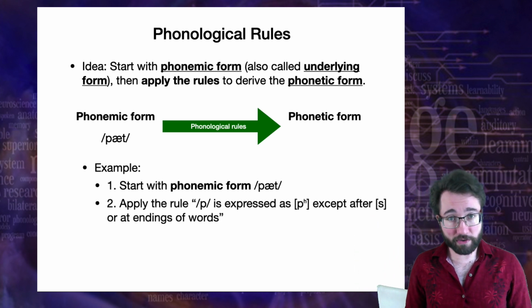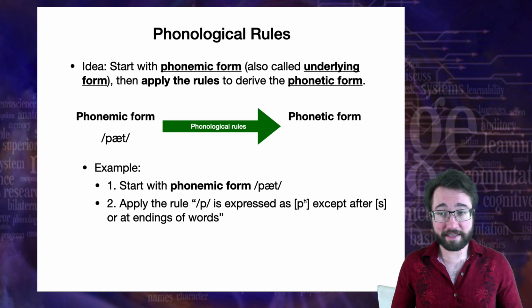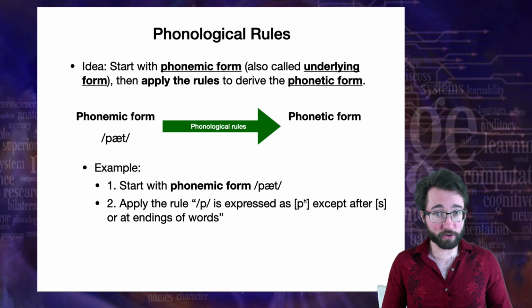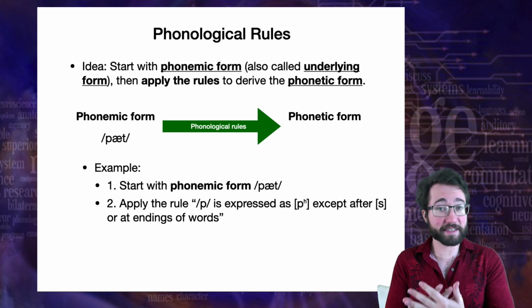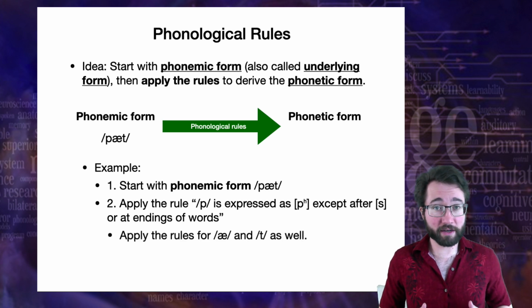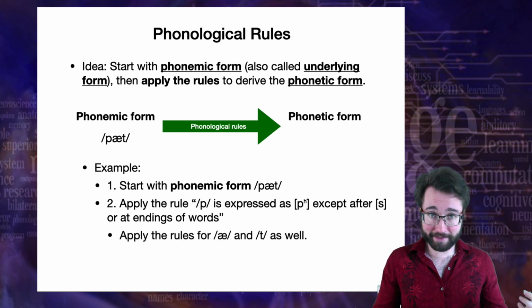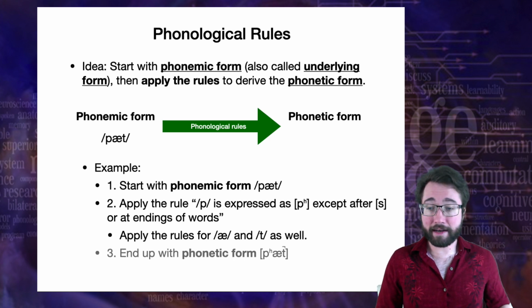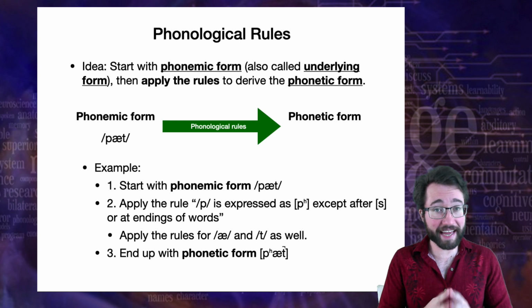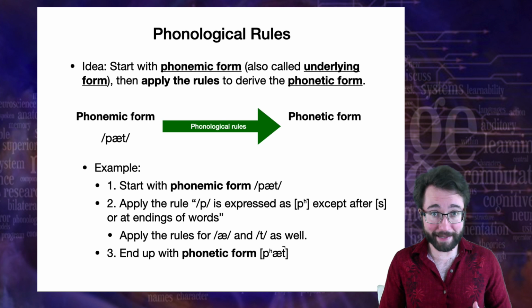So the first thing you would do is apply the rule that says the phoneme p is expressed as the sound aspirated p, except after the sound s or at word endings. So what is going to happen when we apply that rule to the phonemic form? Well, we're going to get an aspirated p in this context. So you do that. You also apply whatever rules you have for a and t, the phonemes. And at the end of the day, you get the phonetic form, the sequence of sounds pat, with an aspirated p and an unreleased t, and an oral a.